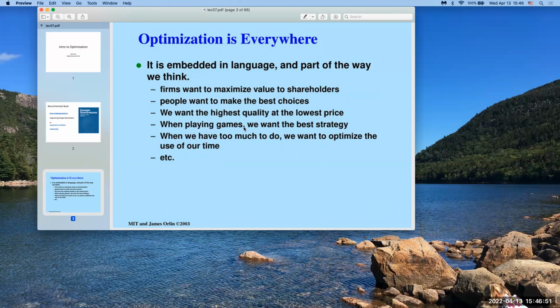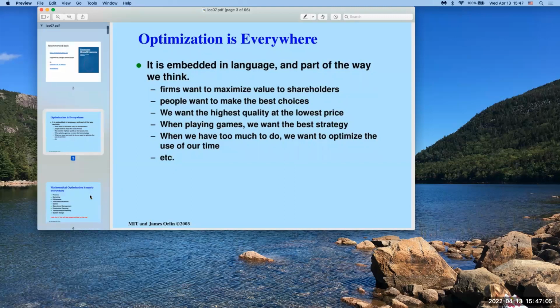Okay, playing games, so the best strategy. And we don't have too much time to do it, so we want to optimize the time. So it's essential. Optimization is everywhere in our daily life, and it is a very usable tool. And more importantly, optimization is about finding the optimal solution of our life. So it's kind of like a philosophy.